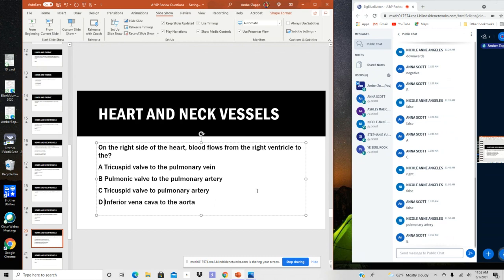Right. It flows through the pulmonic valve to the pulmonic artery where it goes to the lungs to be oxygenated. Why is it not A? It's not A because the tricuspid valve sits in between the right atrium and the right ventricle, so blood cannot flow. Right? The question is asking where is the blood starting? You have to focus on where the blood is started, right? So this sits in between the atrium and the ventricle. That's why it would not be A.